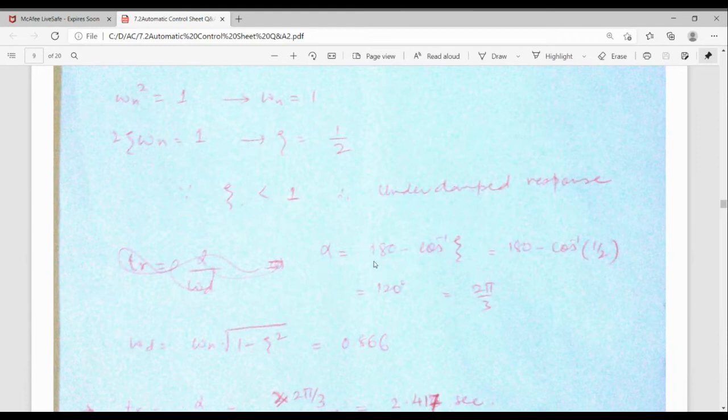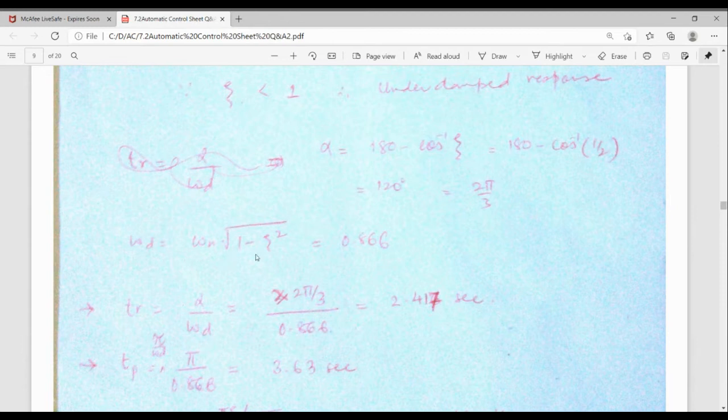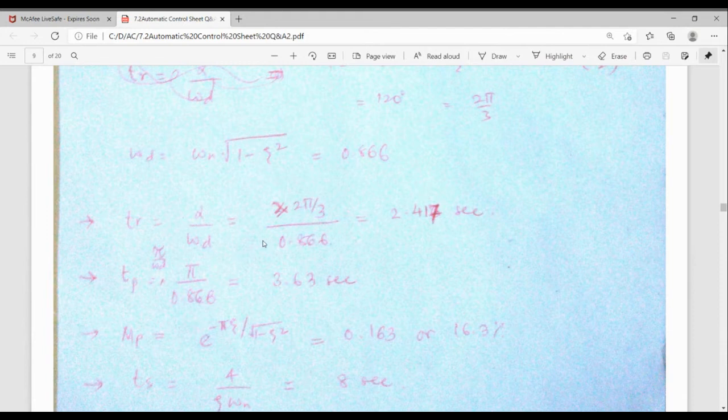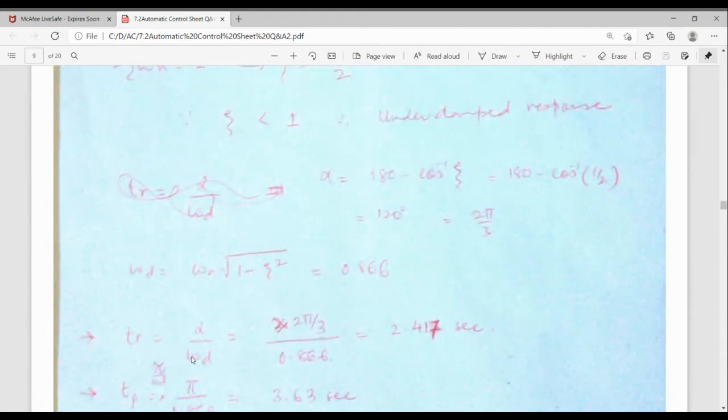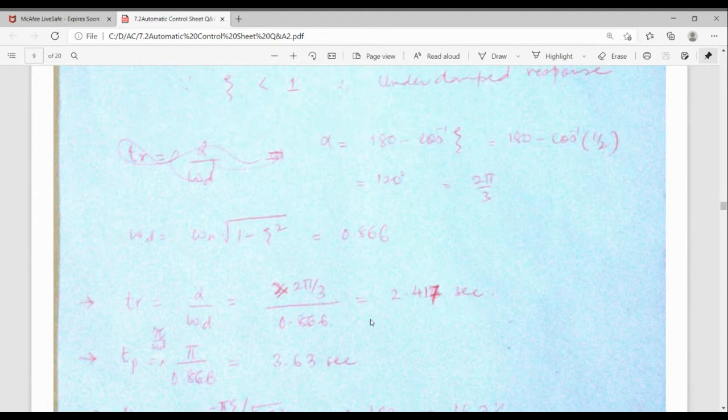Alpha. What is alpha? 180 minus cos inverse zeta. Zeta is half, so alpha you will get as 120 degrees. Now what is omega d, the damped frequency? The formula is omega n under root 1 minus zeta square. Upon substituting these values, you will get 0.866. Now you can get rise time. What is rise time? Alpha by omega d. That's why we found alpha and omega d here. Substitute here to get the rise time. Rise time is 2.417 seconds.